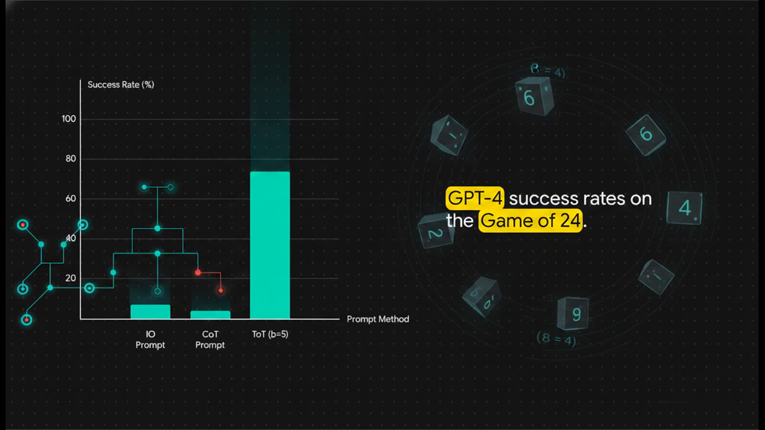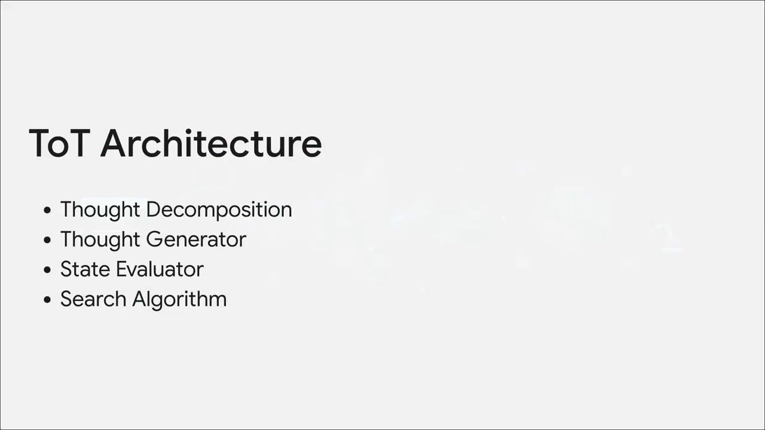What you should really take away from this is how highly modular this framework is. You're essentially designing 4 specific components. First, thought decomposition, deciding if a thought is a single word or a whole paragraph. Second, a thought generator to propose those candidates. Third, a state evaluator that uses the language model itself to vote on or value the progress. And finally, the search algorithm.